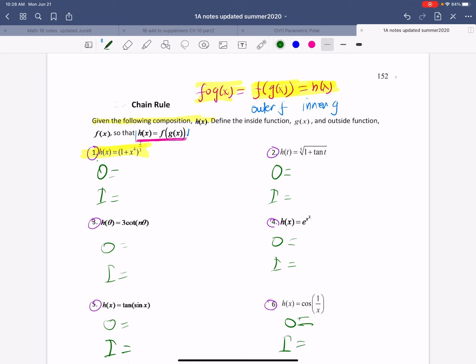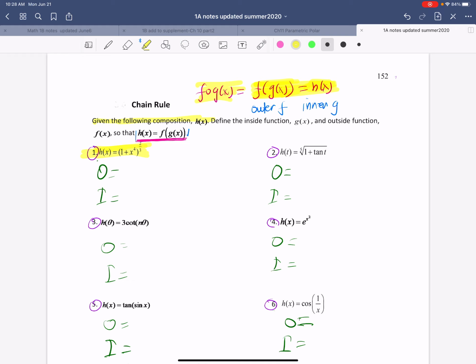Today we are going to learn chain rule. Chain rule is used when we are trying to find the derivative of a function which is composed of multiple functions, which is a composition function. For example, f of g of x is equal to f of g of x.